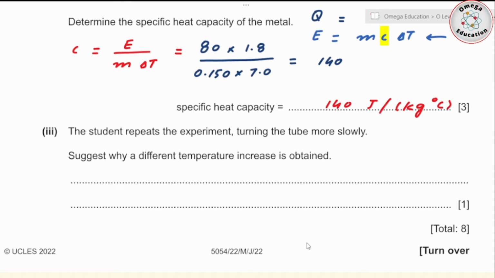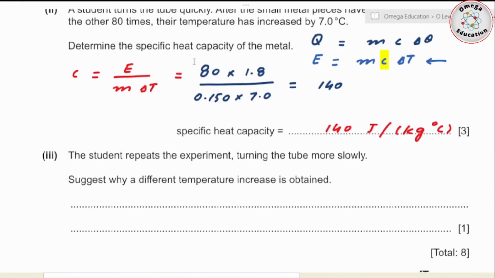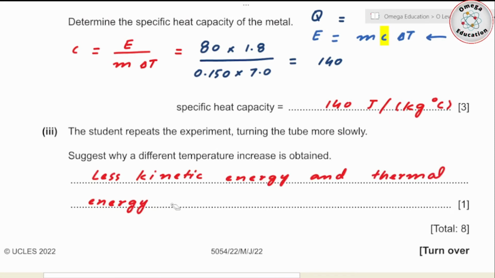Now in the third part, the student repeats the same experiment. He's turning the tube vertical, making the masses fall to the other end, but he's doing it slowly. Thermal energy or the temperature of the tube increases.